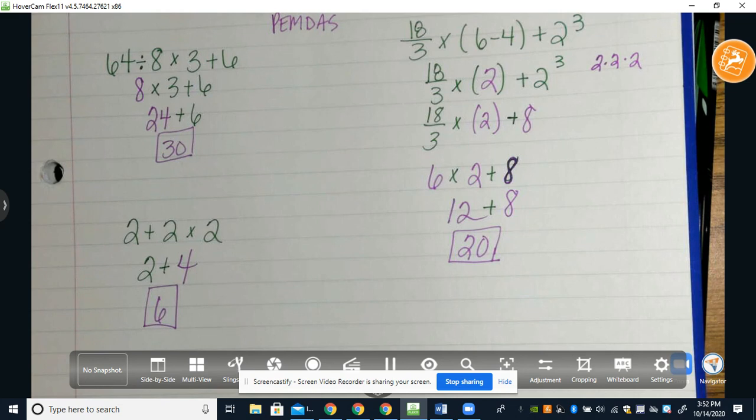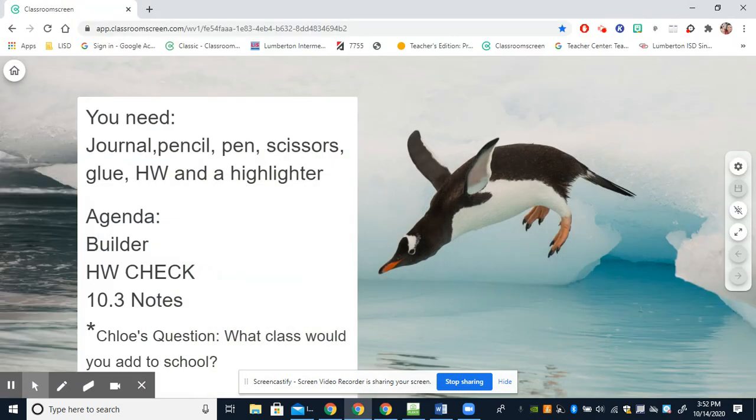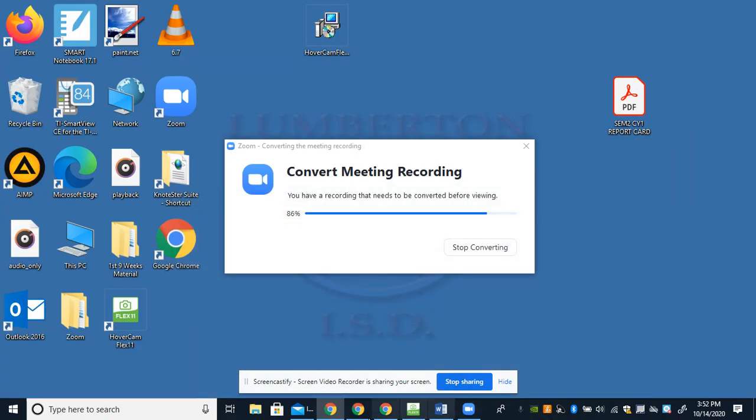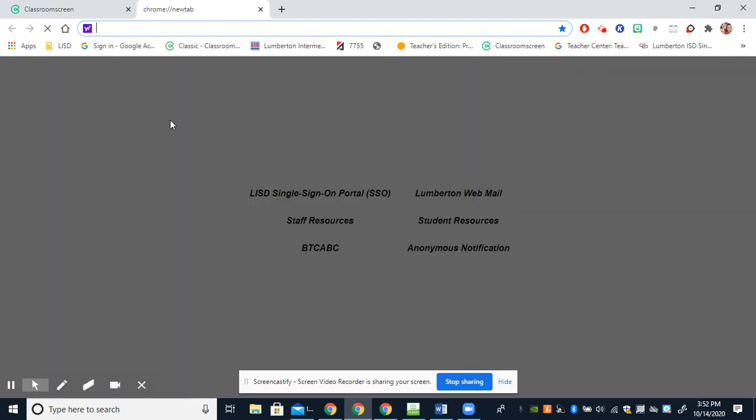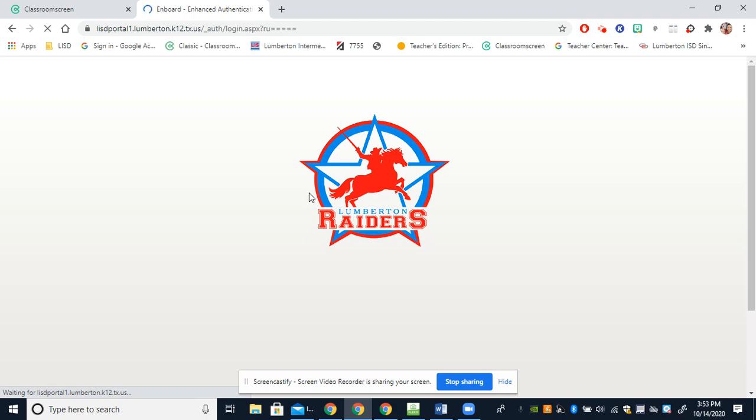Okay, so for your homework tonight, you'll go to the Google Classroom and you'll do the worksheet for 10.3. You're going to do 1 through 14, evens only. This is going to take a while for it to load, so let's just go underneath my document camera.